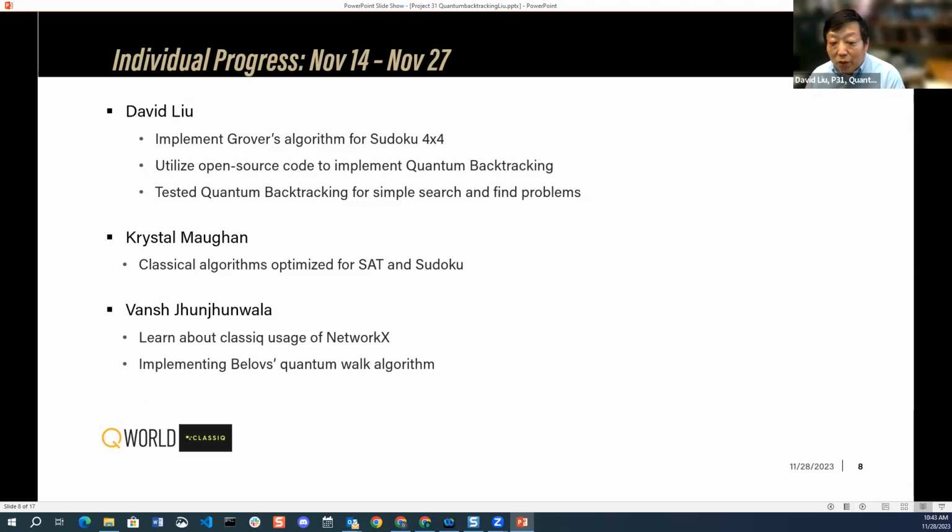It's working, but it seems we do different things. We don't work together, so it's kind of three different projects. Crystal just focuses on everything classic. I said, okay, let's work together, but it's difficult to implement the quantum tracking. It's so hard, not easy to implement. Crystal says she's doing the classic, and Vance says he's doing the NetworkX.